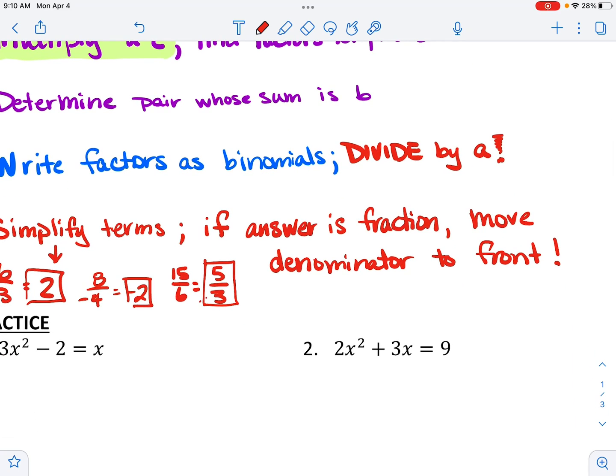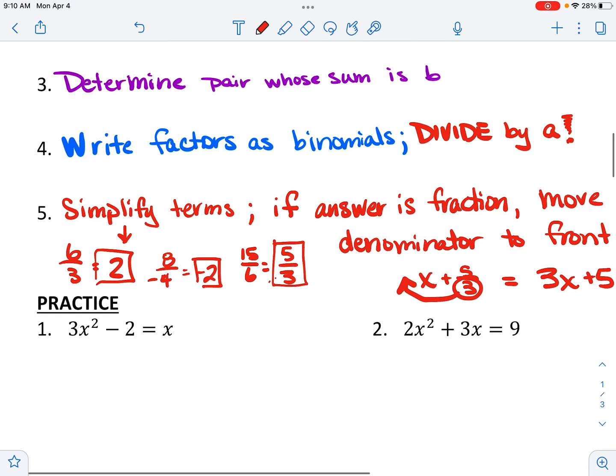So in this case, if we had x plus 5/3, the denominator of 3 has to slide out to the front. So this would become 3x plus 5. Let's see a couple of these in action.